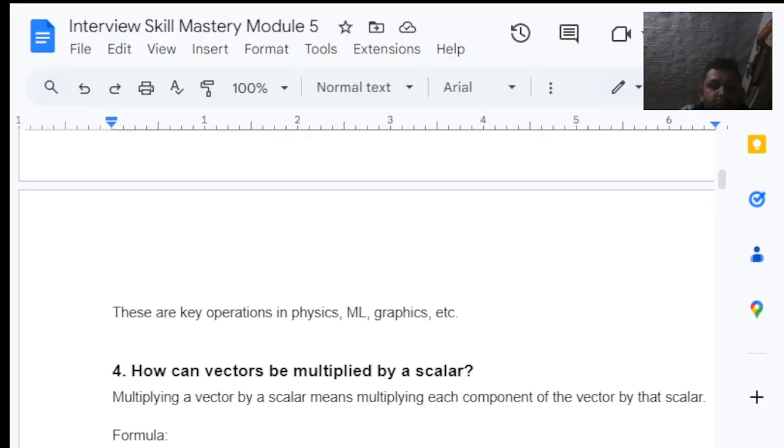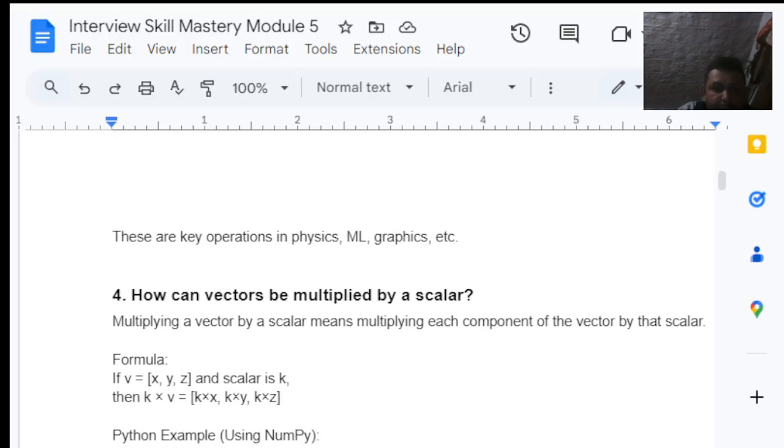So the fourth question is, how can vectors be multiplied by scalars? As mentioned above, multiplying a vector by a scalar means multiplying each component of the vector by the scalar. Formula: if v equals (x, y, z) and the scalar is k, then k times v is (k times x, k times y, k times z).